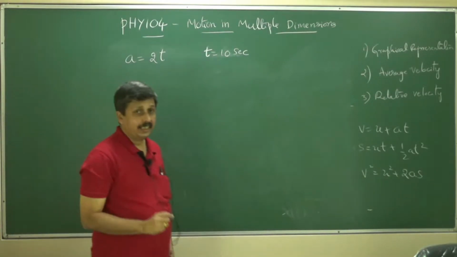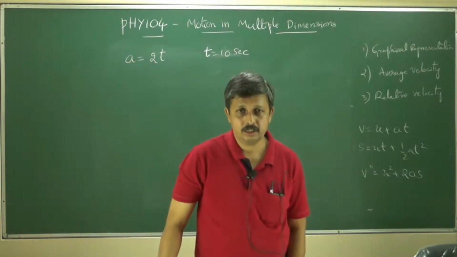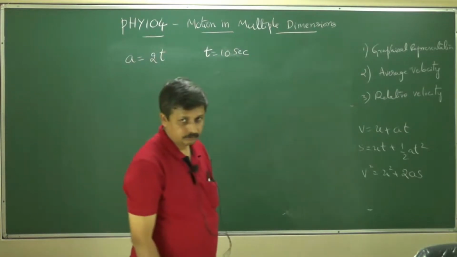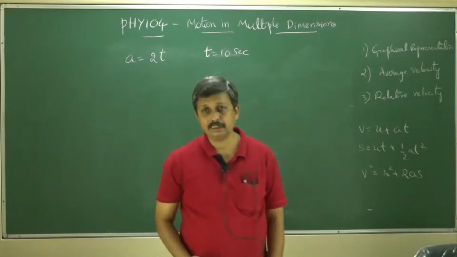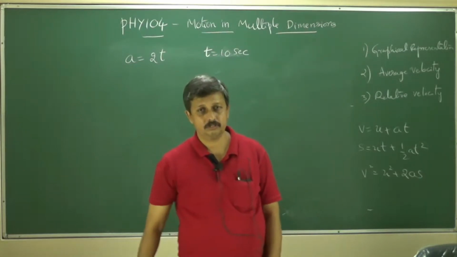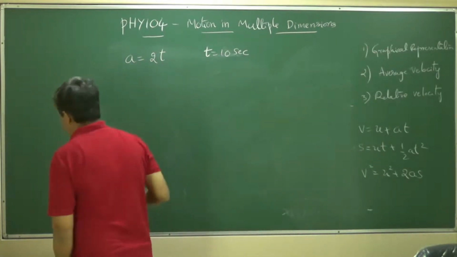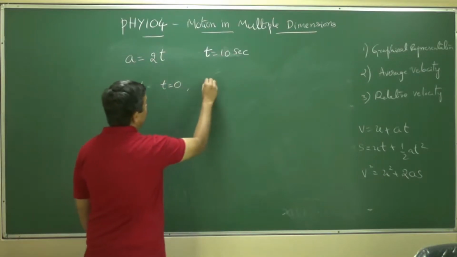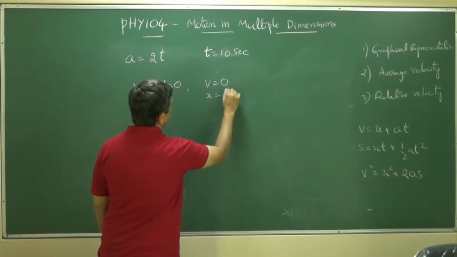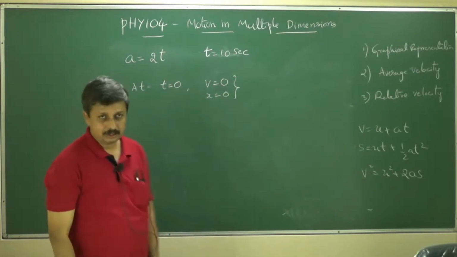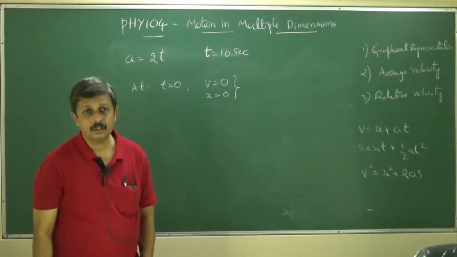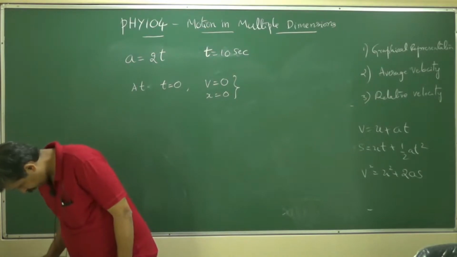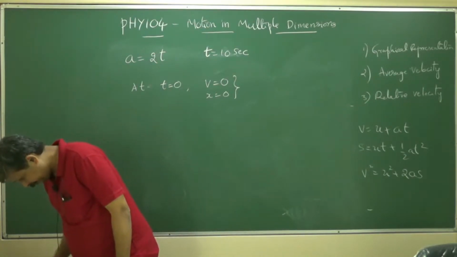Assuming in the beginning velocity is 0. Which means basically at t is equal to 0, v will be equal to 0 and x also will be equal to 0. This is our initial assumption. So let's now see what would be the distance traveled.